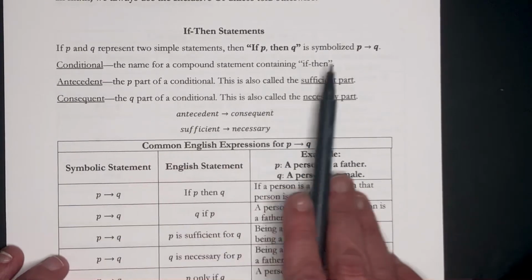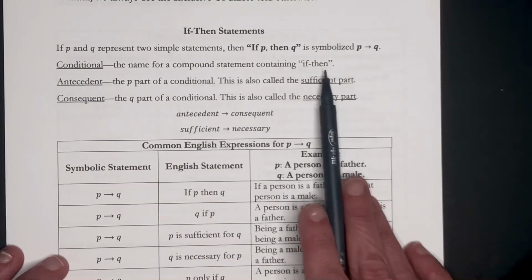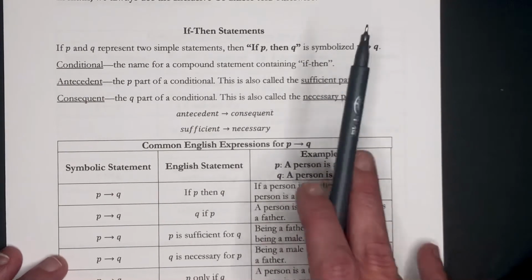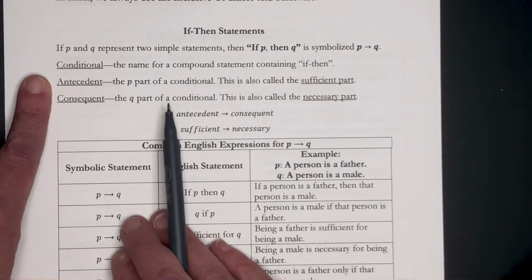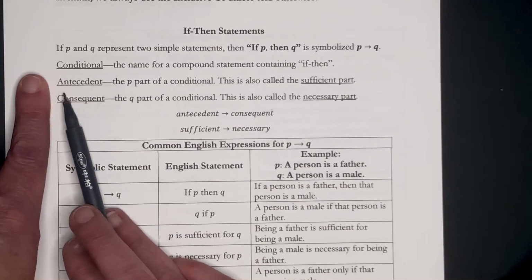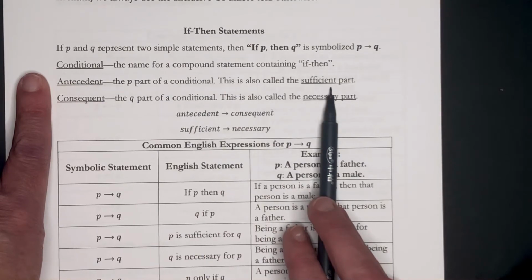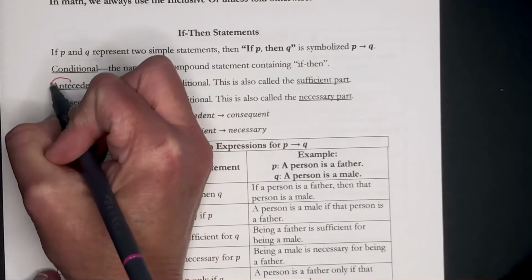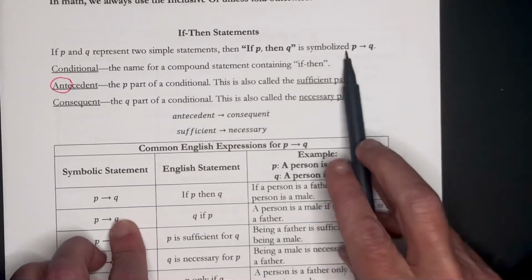Conditional is what we call the name of this kind of statement. A conditional statement is the same thing as an if-then statement. It's just a special name. Now here we have a couple more vocabulary words. The antecedent is the P part of the conditional. It is also called the sufficient part. The prefix ante, A-N-T-E, means before, so it is the first part.